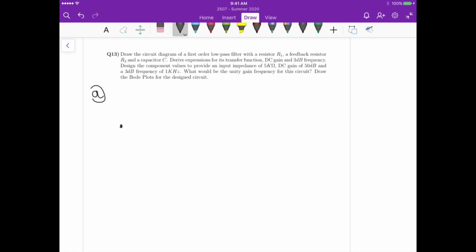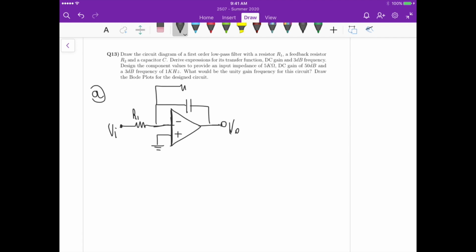we have a low pass filter, so we have a resistor R1. This goes to our op amp, this goes to the ground, this is R1. Here we have the capacitor, so here is V out, this is Vi, here we have a resistor, so C, and this is R2.